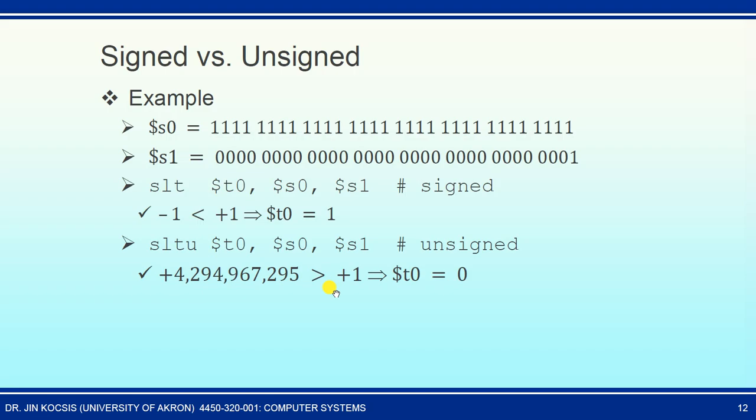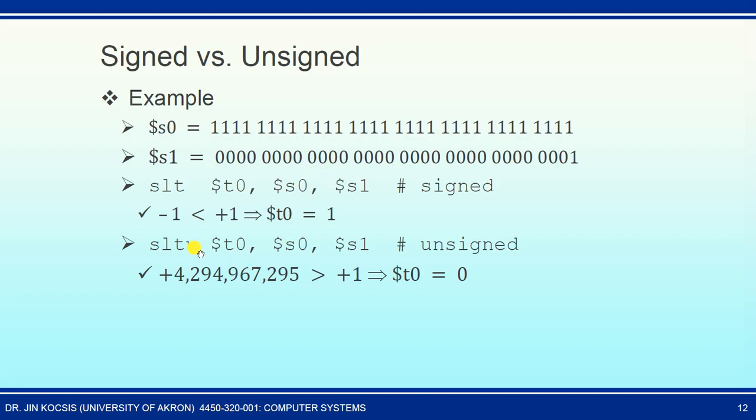So this example just shows how important it is to pay attention to whether it's set on less than or set on less than unsigned, because the value will be totally different. Just the example as following. I know S0 is represented this way, S1 represents this way, okay? If I use set on less than, we know S0 actually is a negative value because the sign bit is 1. And if you convert this value into a decimal number, that is negative 1. So of course, a negative value is less than the positive value, therefore T0 will be assigned 1 because this condition is satisfied.